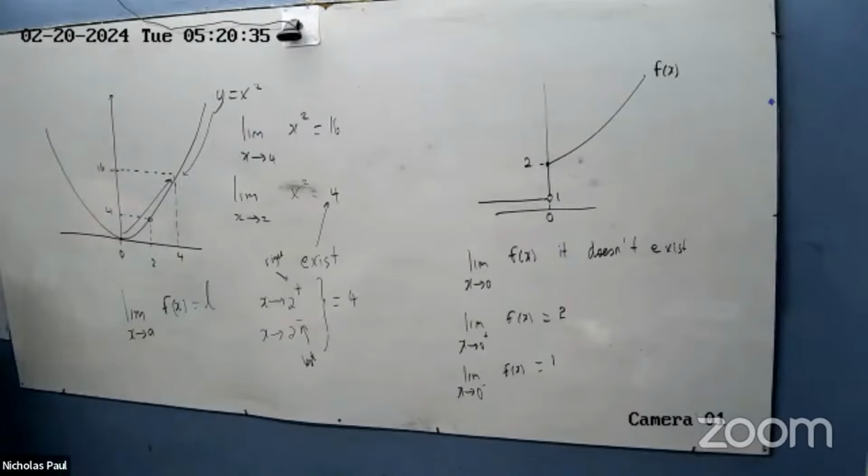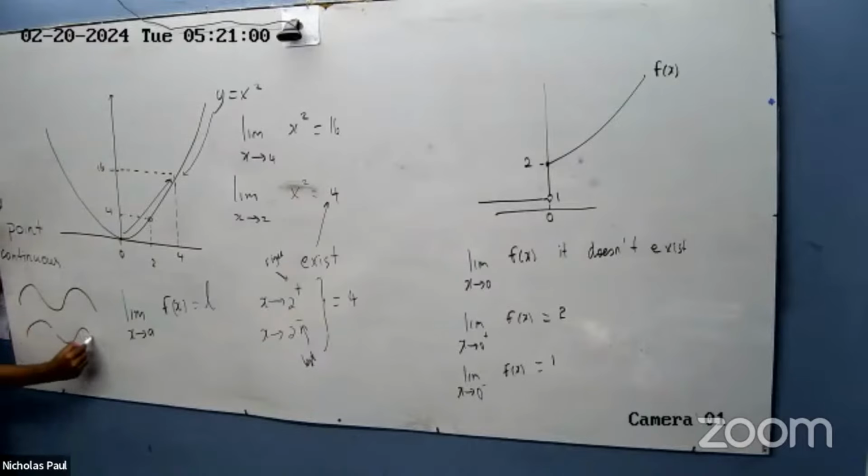One more thing I have to show you. I have to show you, at a point, if it's continuous or not. So you want to know if something is continuous or discontinuous. So watch this here. This is continuous. Correct? This is discontinuous. Okay? Sometimes they will ask you, is the function continuous at a point? Or is a function discontinuous at a point? We have to be able to prove that.